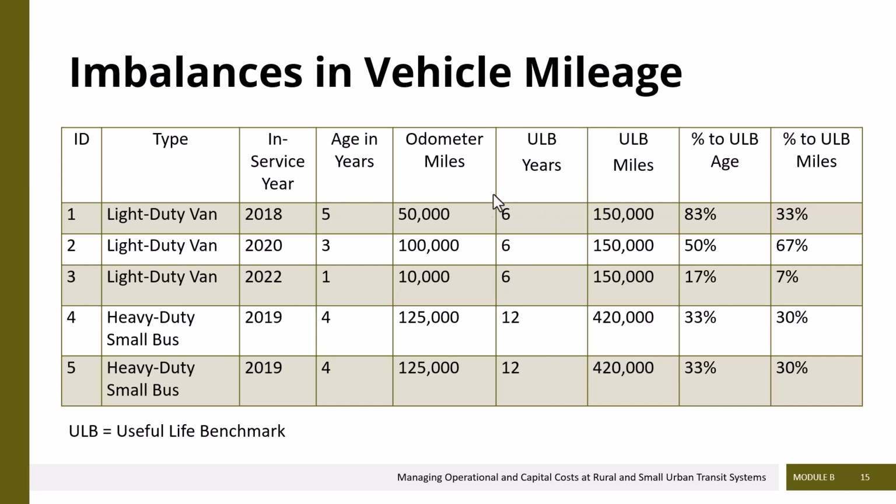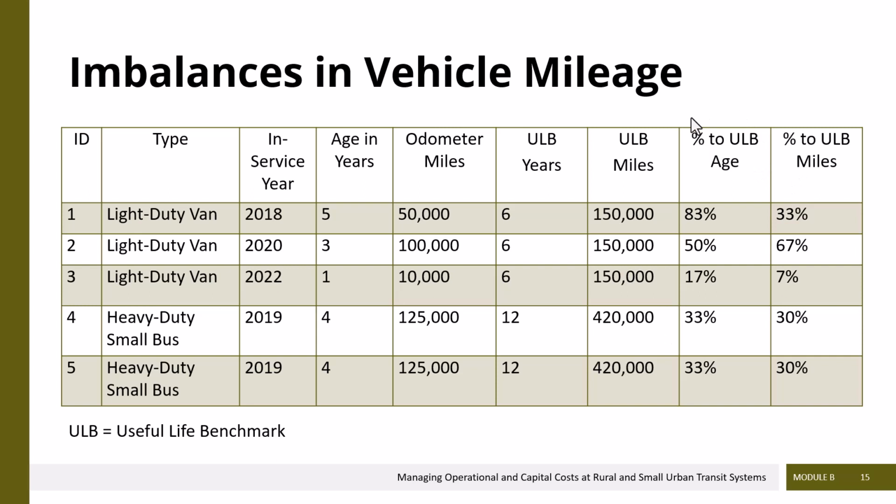You'll notice the light-duty vans have a ULB of 6 years. The heavy-duty small buses have a ULB of 12. You can see the ULB in miles in the next column to the right. You can see the ULB in miles for the light-duty vans is 150,000 miles, and for the heavy-duty small buses, 420,000 miles. Calculated then in the far right 2 columns are the percentage of ULB, both in age and miles.